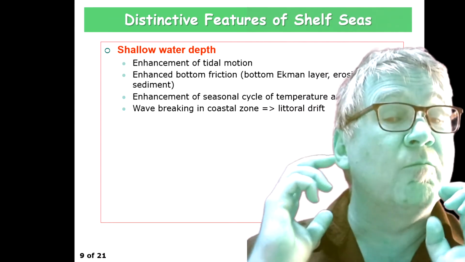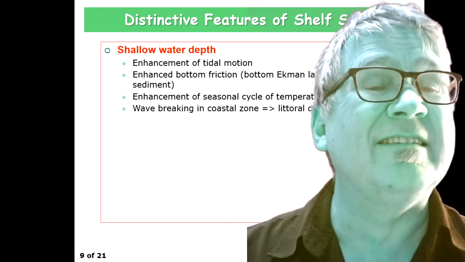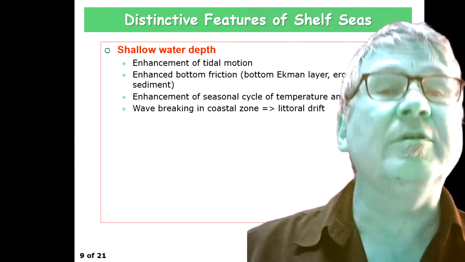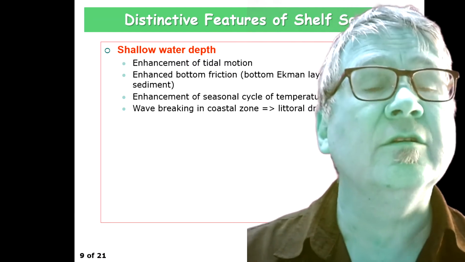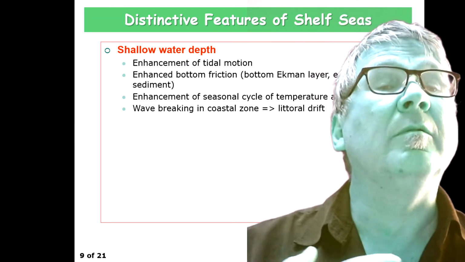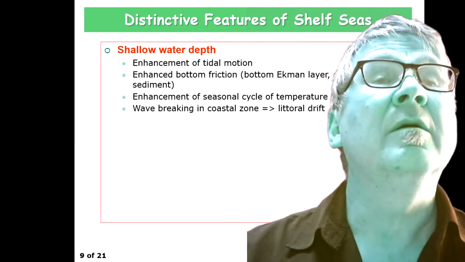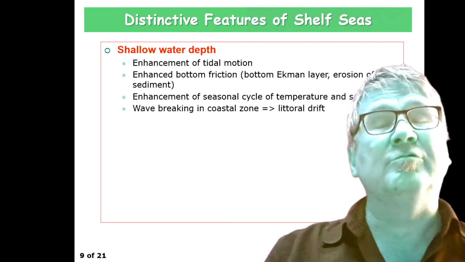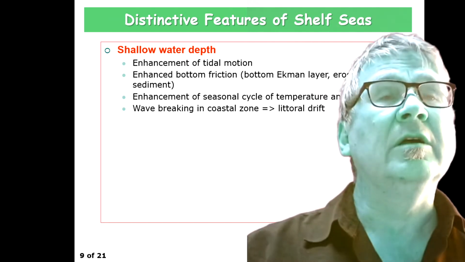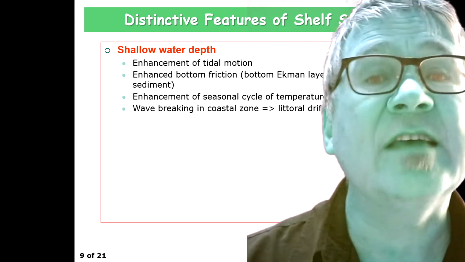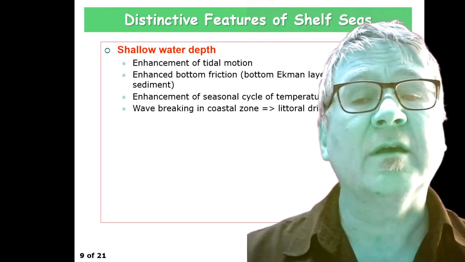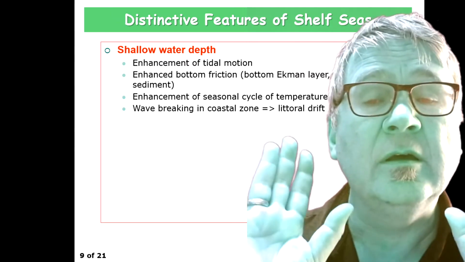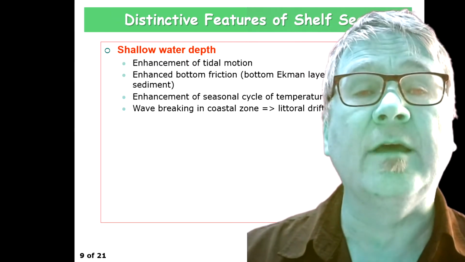Okay, you can also have wave breaking in the coastal zone, which should be listed here. So in the coastal zone, this is the region less than 5 meter total water depth. This is where waves tend to pile up and break. And here you get strong interactions with the seabed and something we call littoral drift. It's a longshore drift system of sediment. Okay, and this is what we can attribute to the feature of shallow water depth.